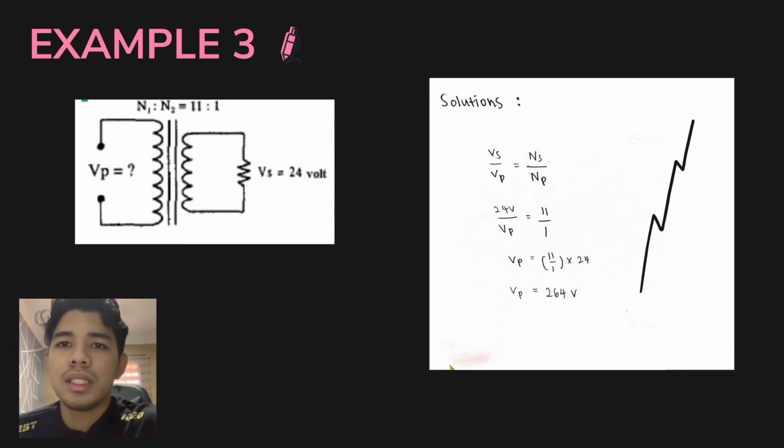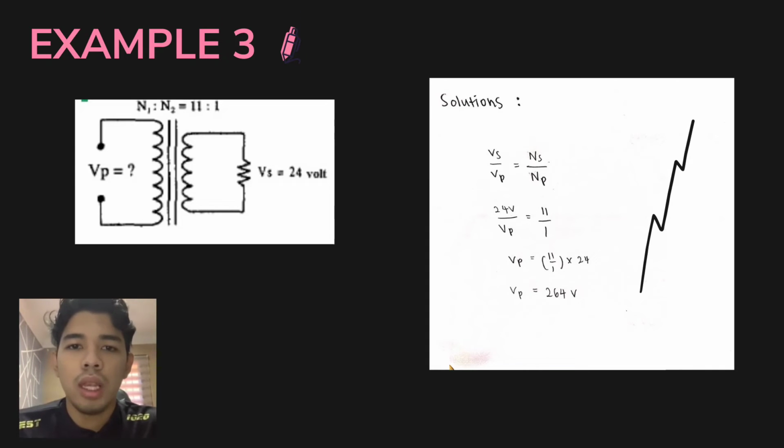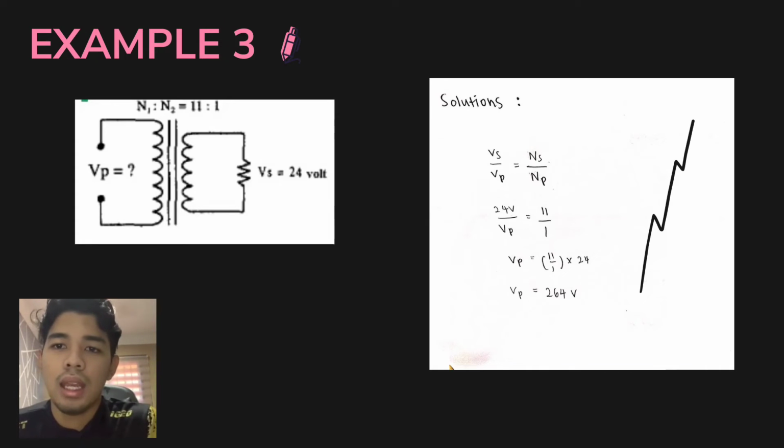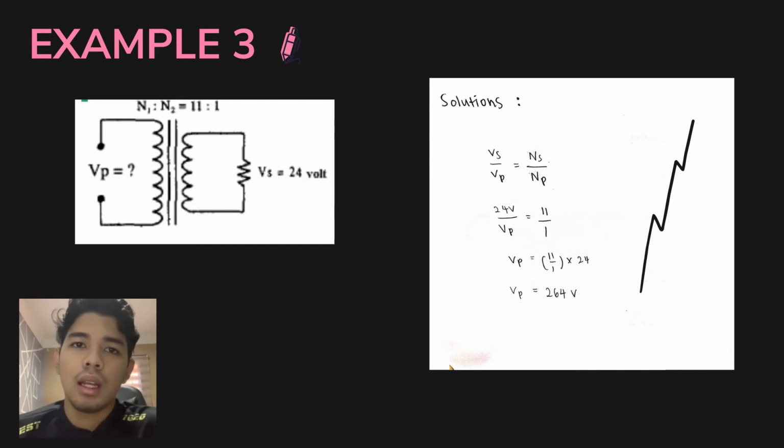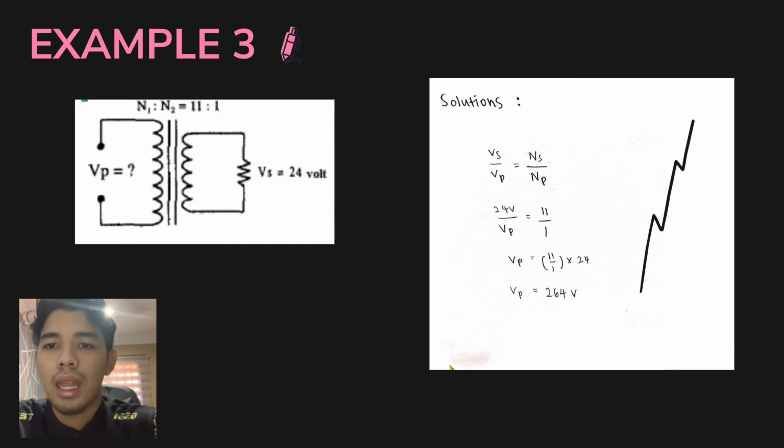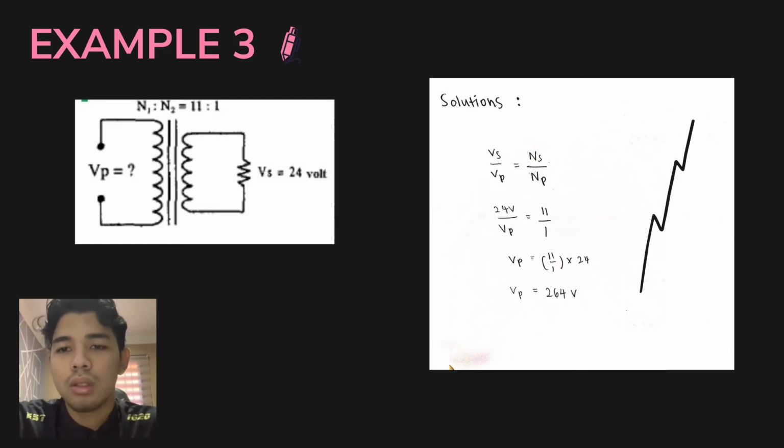Okay, for question 3, based on the figure below, what is the primary voltage of the transformer? Now, the information that we have is VS equal to 24 volt and NS over NP, given that ratio 11 to 1. We will use the same formula, VS over VP equal to NS over NP. 24 volt over VP that we want to find, equal to 11 over 1, which is 11. So the answer to this question is 11 times 24, and the answer is 264 volt.